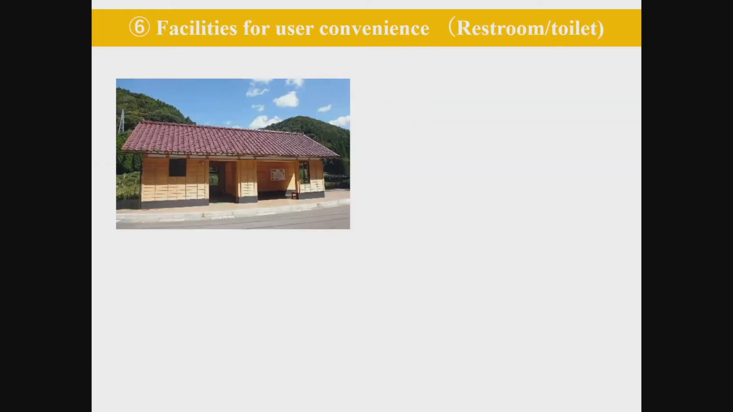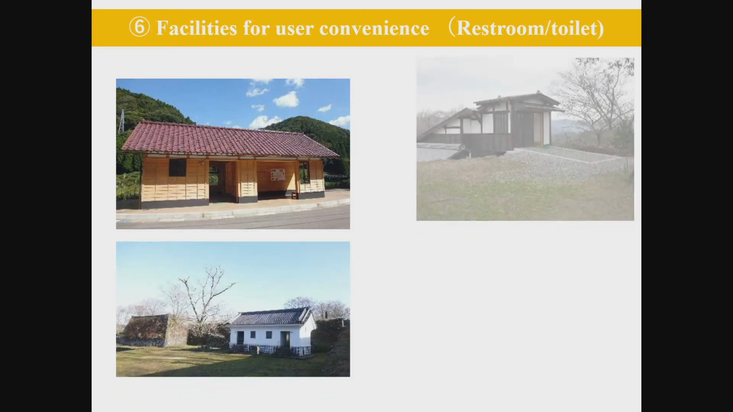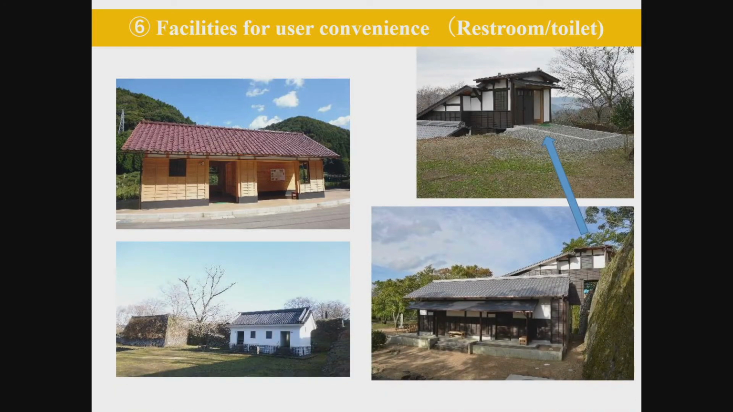These are facilities for use as conveniences. Restrooms are provided at almost all sites. These facilities are frequently placed in the designated area, especially in the case of large sites such as castle sites. In the past, many of these facilities had an external appearance similar to historic structures, as shown in the pictures of the lower left and right. However, in recent years, they tend to be designed with a modern appearance, like in the picture at the upper left, to clearly differentiate them from the existing historic buildings in the site.